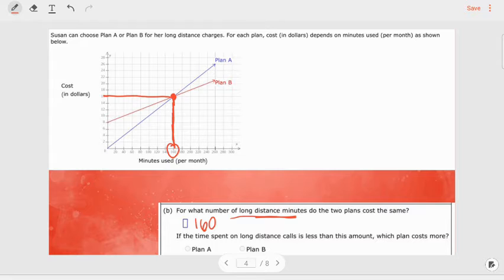The last question says, if time spent on a long distance call is less than this amount, so if I spend less than 160 minutes on the phone, which plan costs more? Plan B costs more if I'm talking less than 160 minutes, because I can see plan B is above plan A.